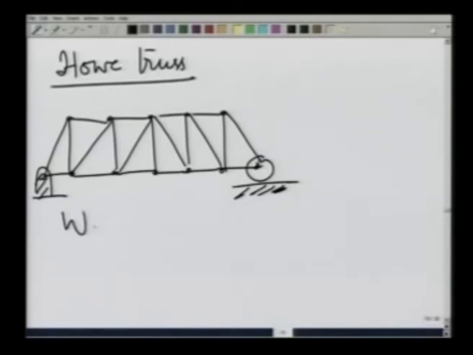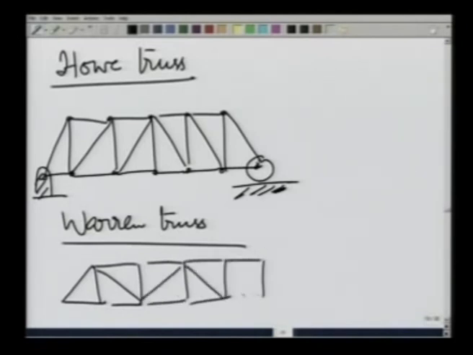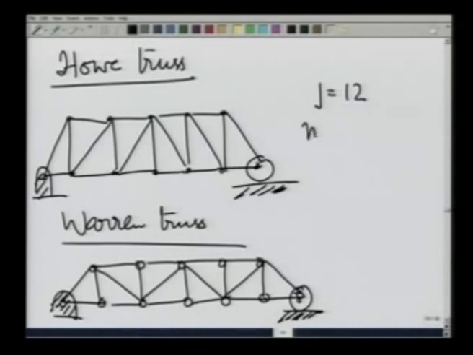Third one is a Warren truss, which is like this. So, these are different variations on the way the members and joints are fixed on a truss, and this side again I put it on a roller and this side is fixed. Again j equals 12 and m equals 21. So, they are consistent. J equals 12 and m equals 21. So, they are also consistent for them to be statically determinate trusses.